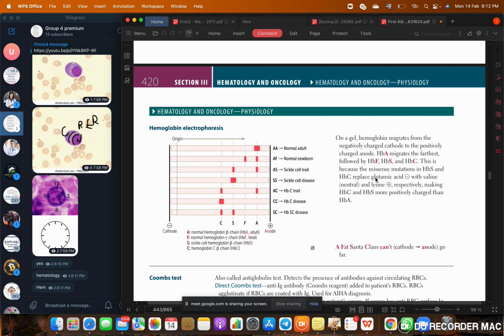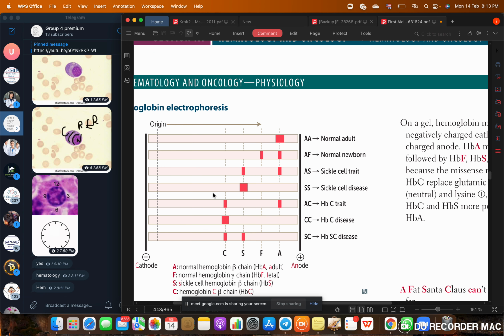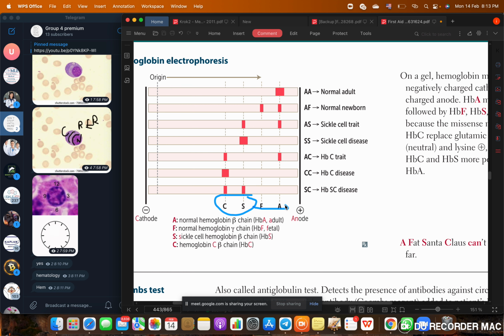This is because the missense mutation of hemoglobin S and C replaces glutamic acid, which is negatively charged, with valine and lysine, which are positively charged. Because a positively charged particle likes the negative. Remember, positive and positive repel away from each other. So because lysine and valine are positive, they will run away from the anode, so they will be near the cathode. This makes hemoglobin C and hemoglobin S more positively charged than hemoglobin A. Because hemoglobin S and C are more positively charged, they are going to run away from the anode and go towards the cathode.